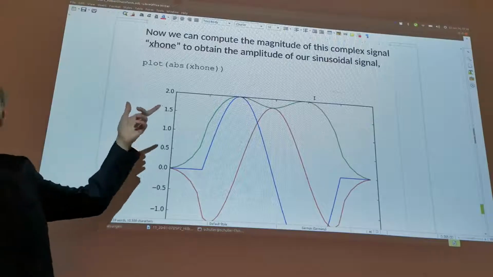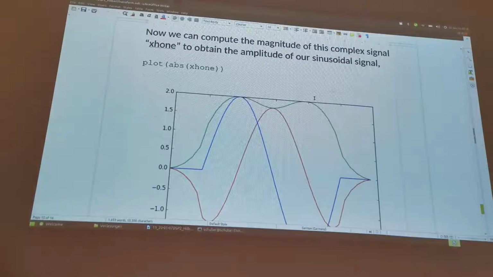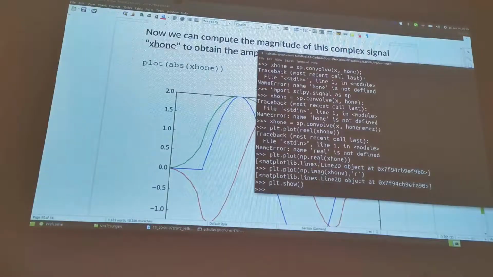And that's also why the sign of our imaginary part doesn't matter. It doesn't really matter if we have plus imaginary or minus imaginary part, because for the magnitude it's the same. So now we can type this. So we have plt.plot of np.abs. So abs is also an np function.